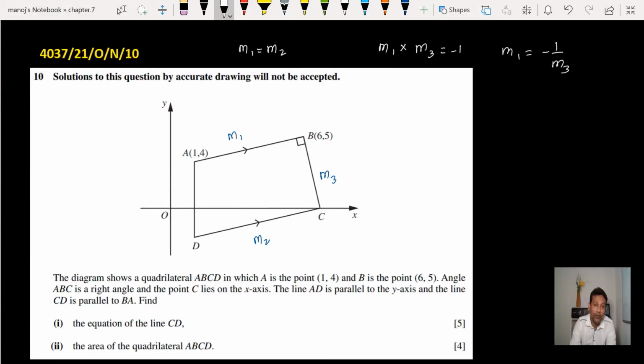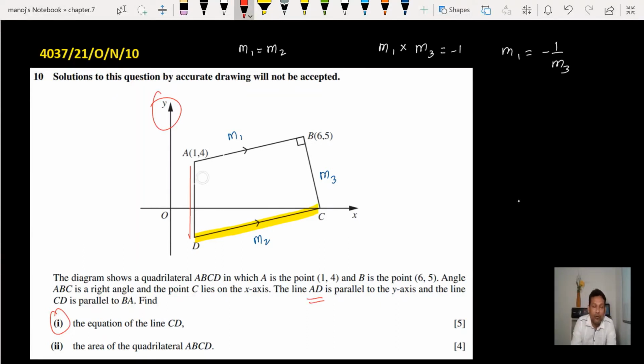One more very important thing here. This line AD is parallel to which axis? The y-axis. Remember, it's given: the line AD is parallel to the y-axis and the line CD is parallel to BA. And we need to find, as the first requirement, the equation of the line CD. This line equation is required.